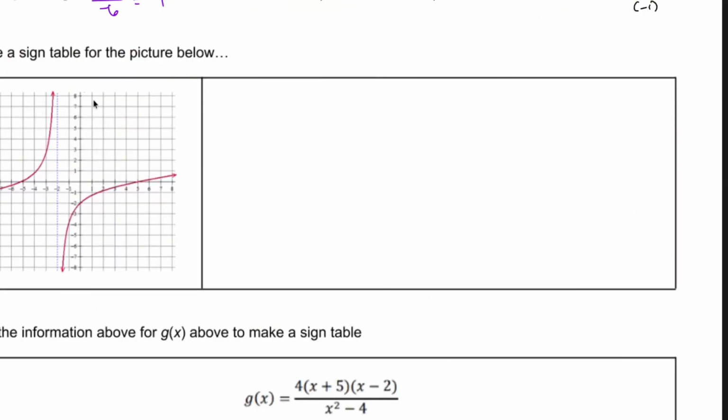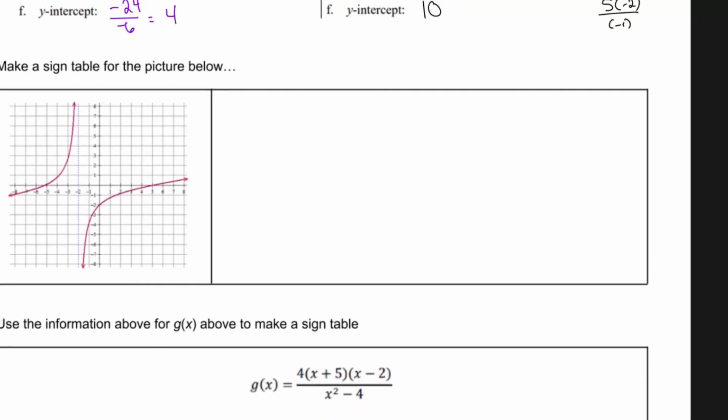All right, now we're going to do some familiar stuff. We did this with polynomials. Now we're going to do it with rational functions. We are going to make a sign table for this graph that you see below. Let me zoom out just a little bit. What is very important are the zeros. So we're going to say you are a 0 at negative 5, and you are a 0 at positive 5. But I'm also going to focus on that vertical asymptote right there. So I'm going to label that as well.